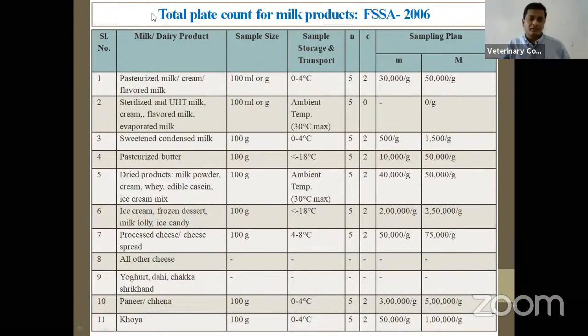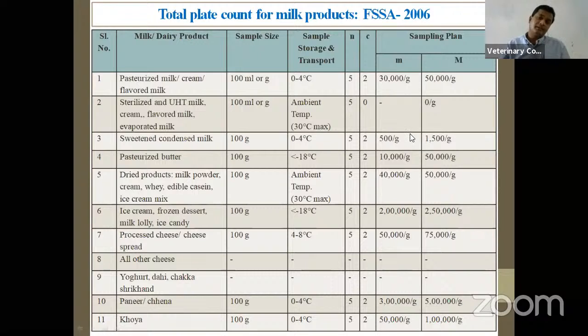What kind of sample needs to be collected? Sample size: either the product is in the form of a liquid, in ml, or in the form of a solid, in grams. So invariably we collect liquid or solid milk or milk products. And when this sample has to be submitted to the laboratory, what kind of storage condition has to be followed, ambient storage or refrigeration? That has been specified by FSSAI.